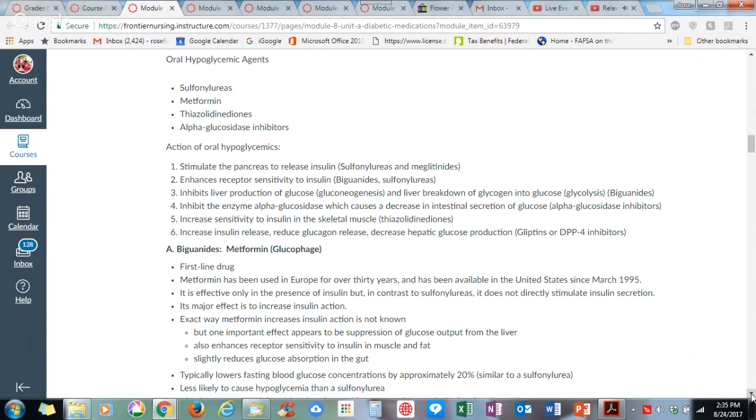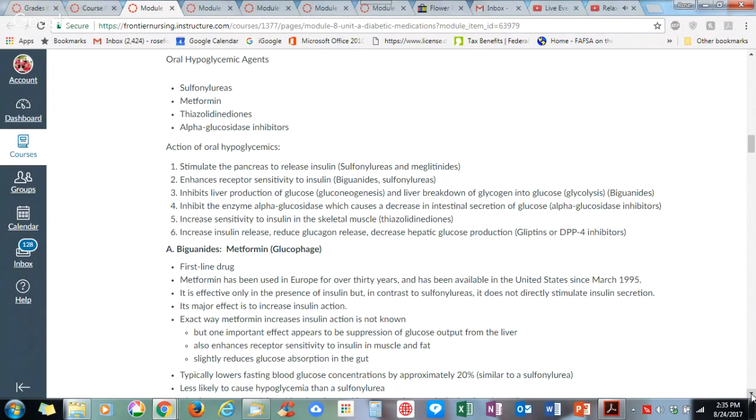insulin, such as biguanides and sulfonylureas; inhibit liver production of glucose, gluconeogenesis, and liver breakdown of glycogen into glucose, which is glycogenolysis, such as biguanides. Inhibit the enzyme alpha-glucosidase, which causes a decrease in intestinal absorption of glucose. Thiazolidinediones increase sensitivity to insulin in the skeletal muscle.